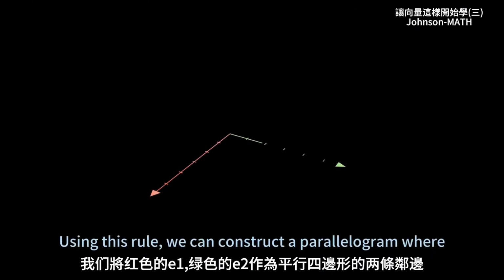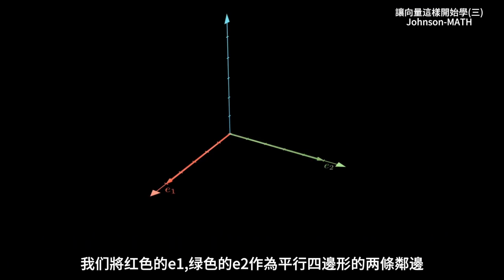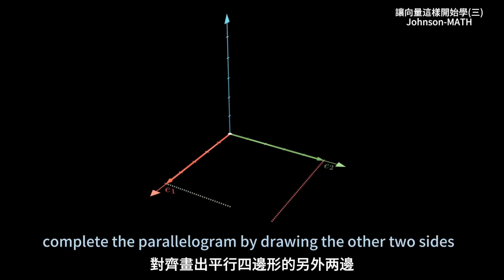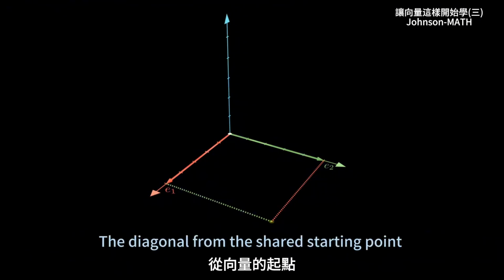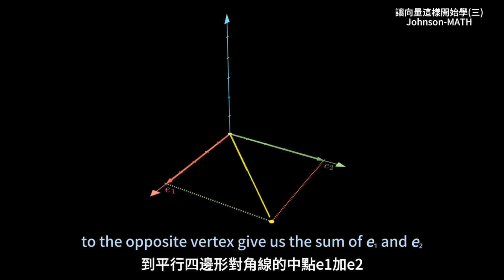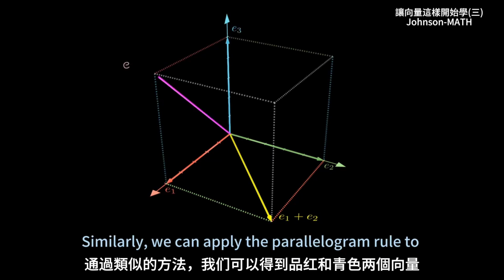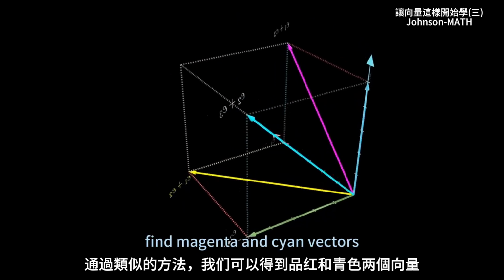With this rule, we can construct a parallelogram where the red vector e1 and the green vector e2 form two adjacent sides. Then, align their starting points and complete the parallelogram by drawing the other two sides. The diagonal from the shared starting point to the opposite vertex gives us the sum of e1 and e2, which is the yellow vector. Similarly, we can apply the parallelogram rule to find the magenta and the cyan vectors.